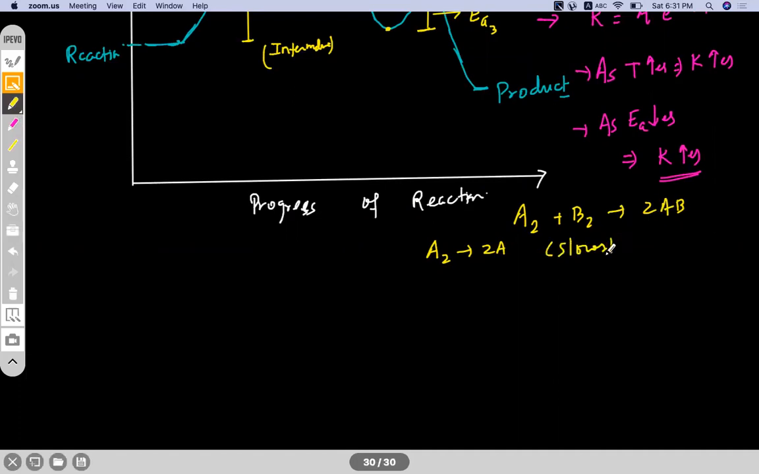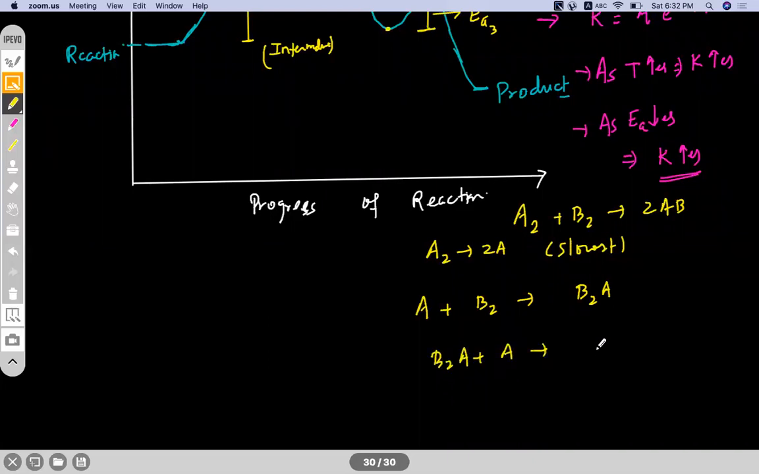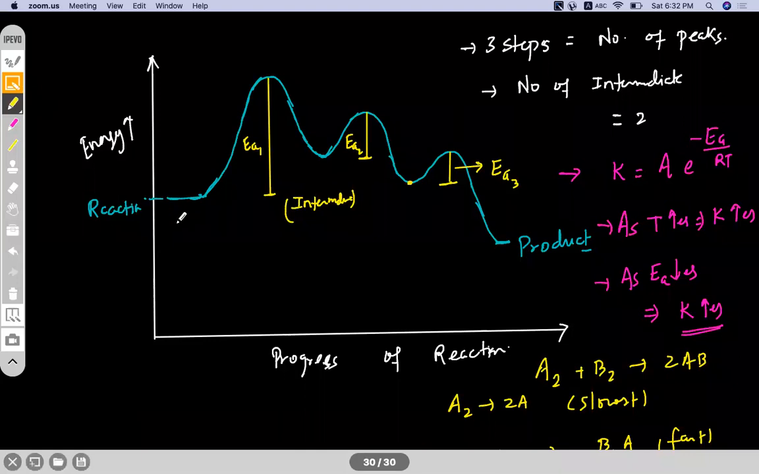Everything is correct, there's nothing wrong with the concept. Then this A reacts with B2, it forms B2A. And then this B2A again reacts with A, it forms 2AB. This is the third step we have, and this is the fastest step. And the overall reaction is A2 plus B2 gives 2AB. Now you consider with respect to this: initially we have A2 plus B2.